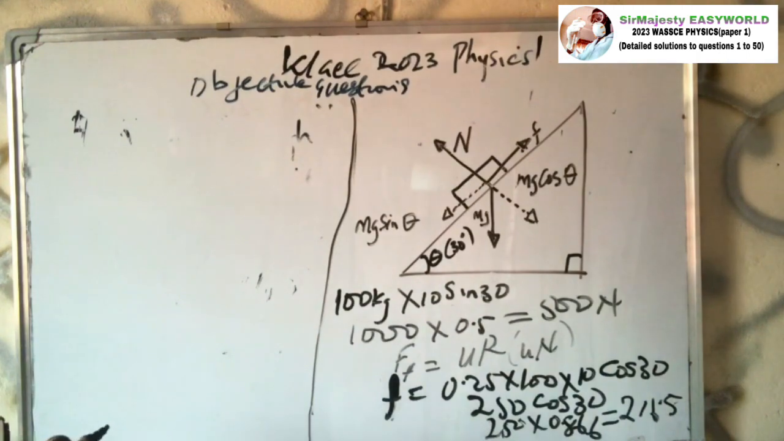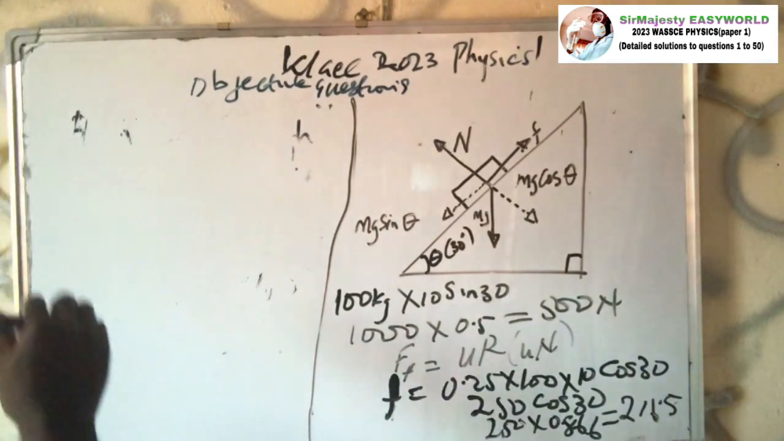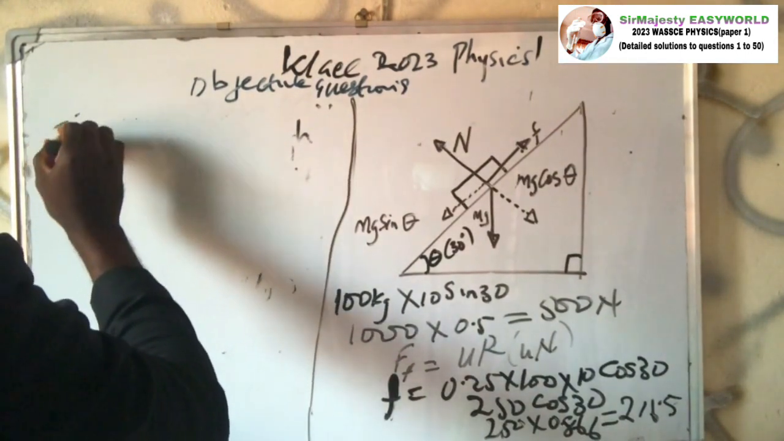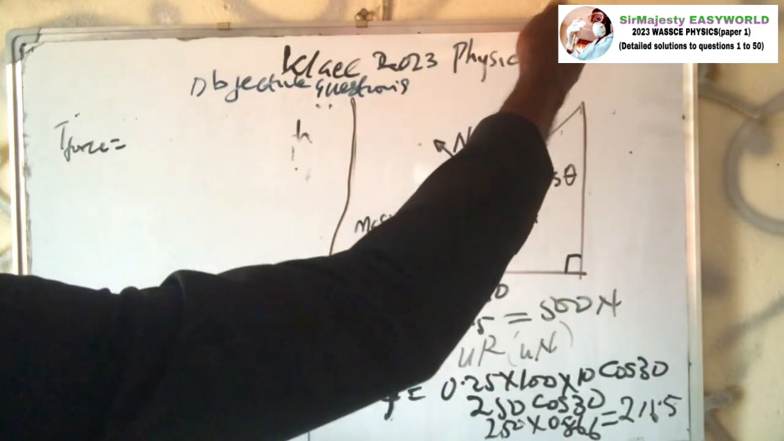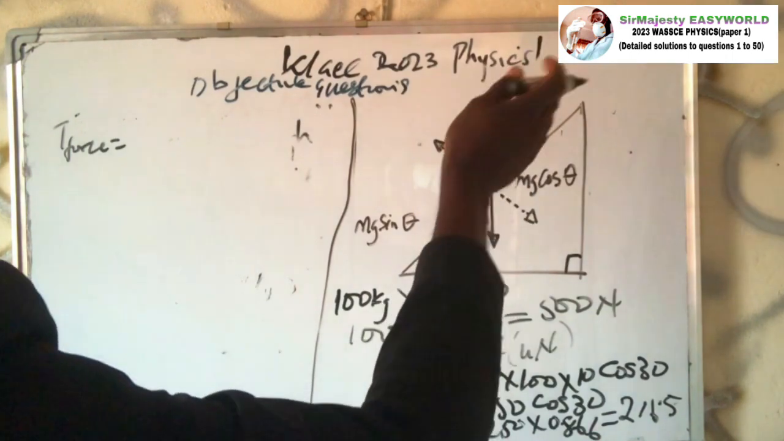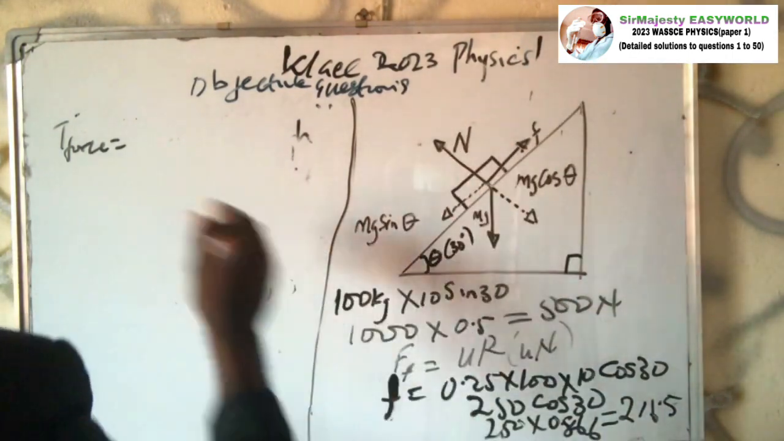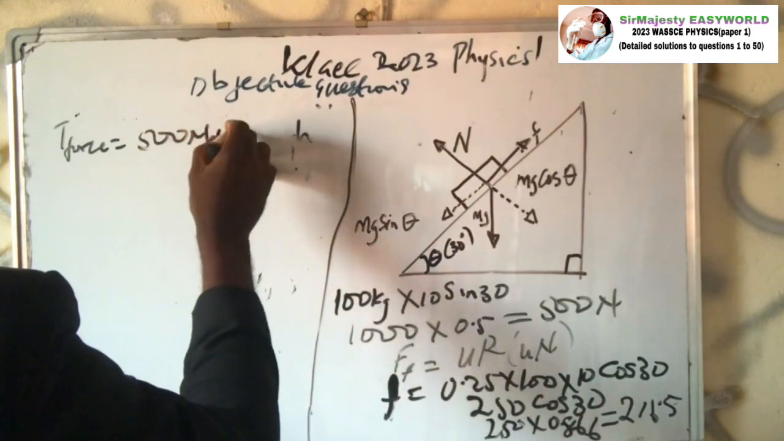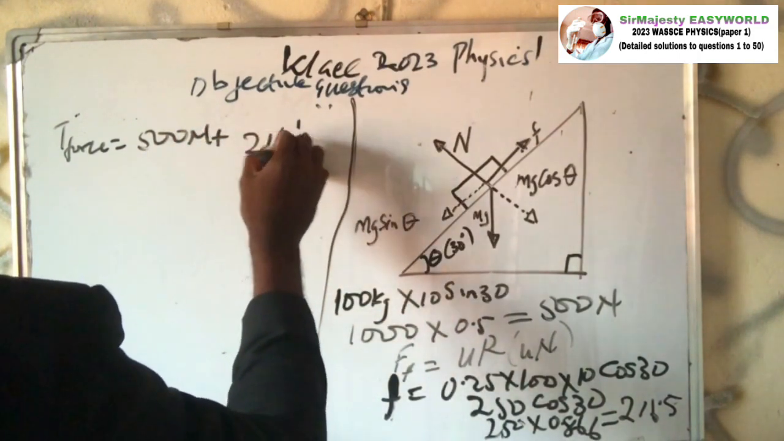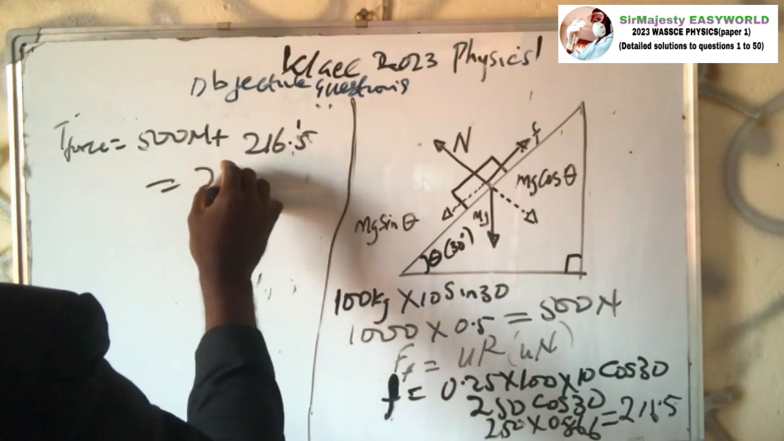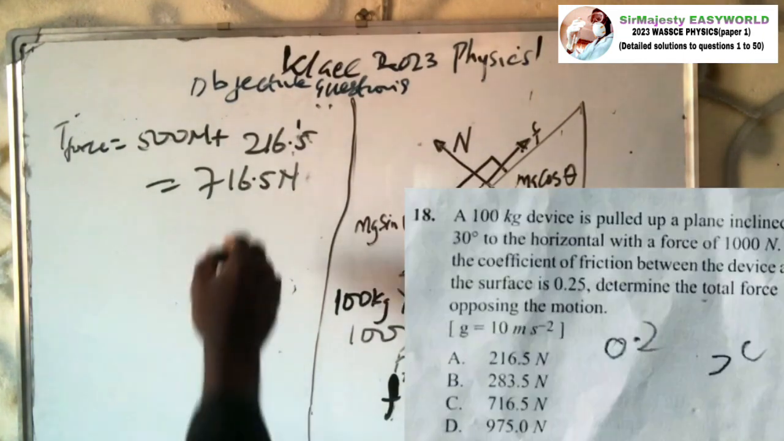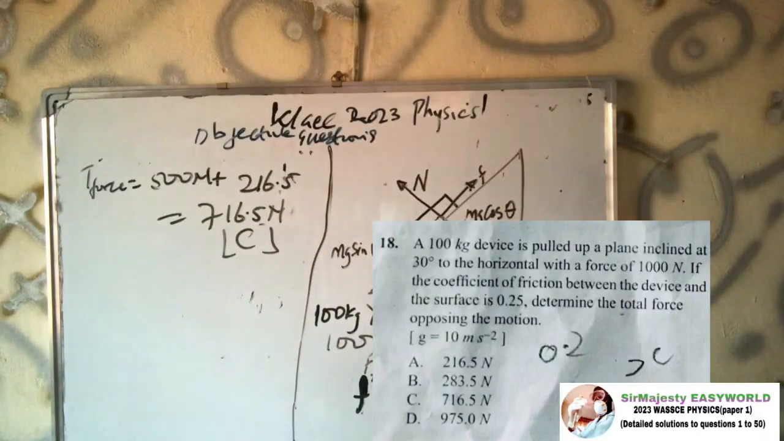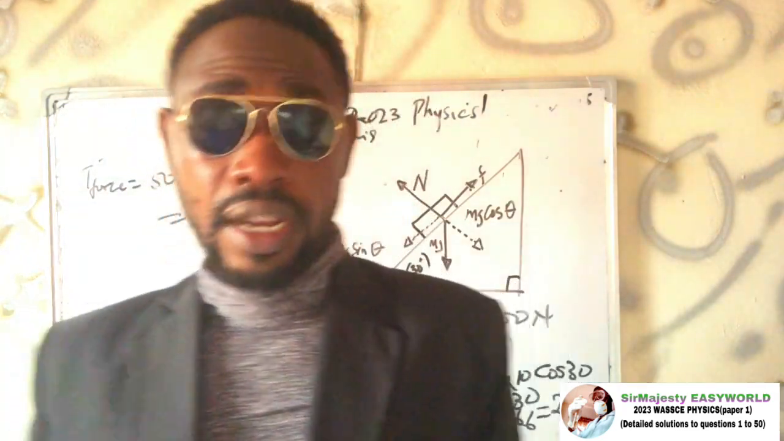So the total opposing force is, according to the equation, the total force opposing the motion should be, I'll take it as T total, should now be the vertical plus the horizontal components, or the one parallel and the one perpendicular. So parallel is 500 Newton plus 216.5, which automatically gives 716.5 Newtons. So that is option C. So that's the correct answer to question number 18.